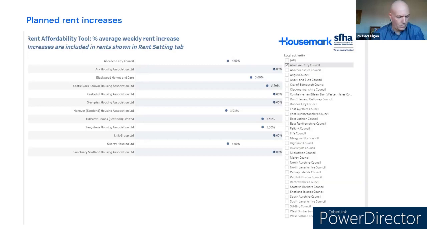Again, staying within the Aberdeen City area, you can see the different proposed rent increases that were submitted to the regulator by each organisation. The lowest there is Hanover at 3.9%, and at the maximum, a few organisations settling for 6% increases.